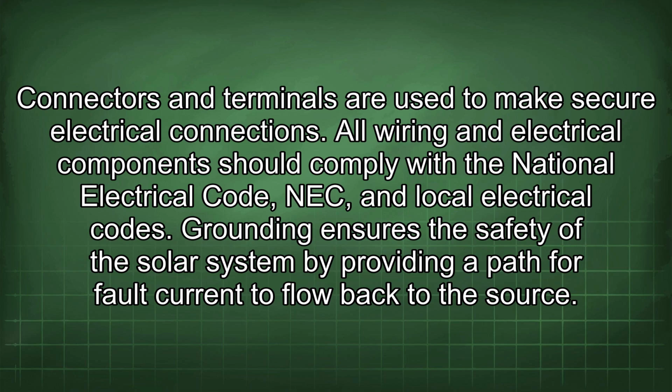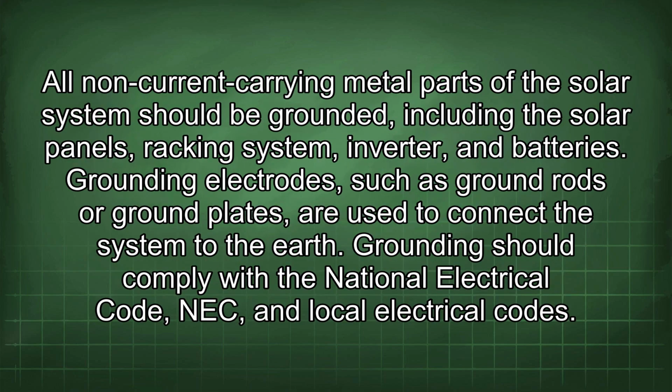Grounding ensures the safety of the solar system by providing a path for fault current to flow back to the source. All non-current carrying metal parts of the solar system should be grounded, including the solar panels, racking system, inverter, and batteries. Grounding electrodes, such as ground rods or ground plates, are used to connect the system to the earth. Grounding should comply with the National Electrical Code, NEC, and local electrical codes.